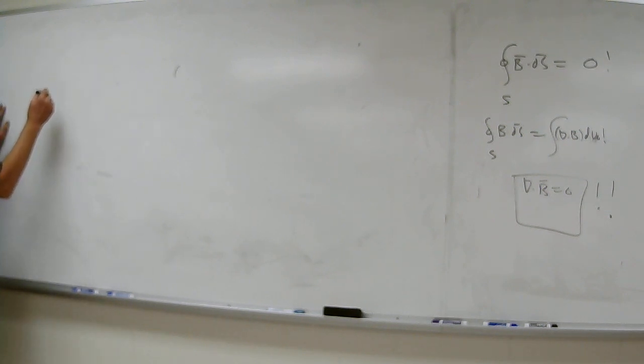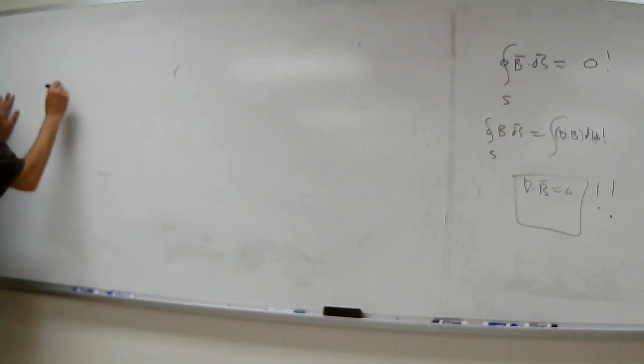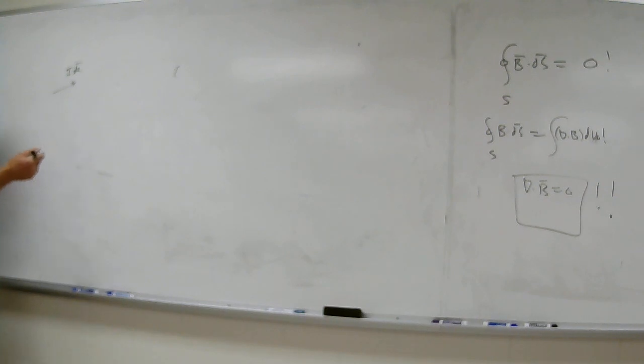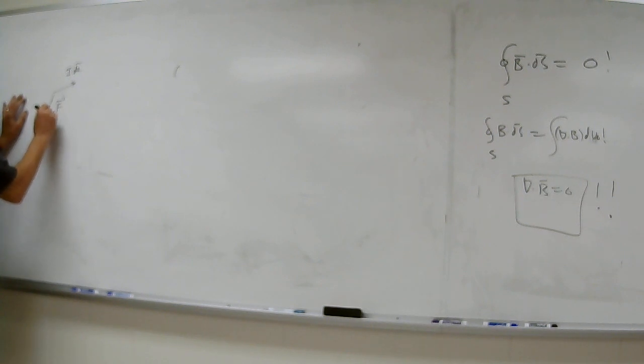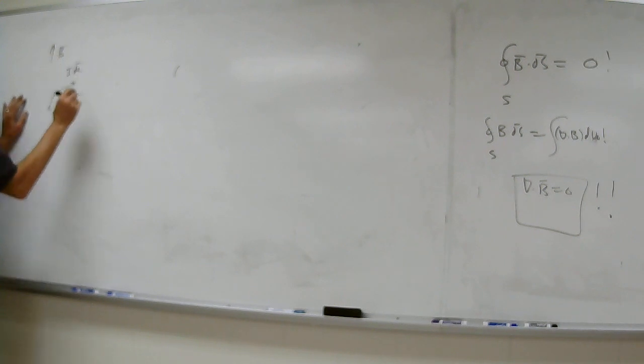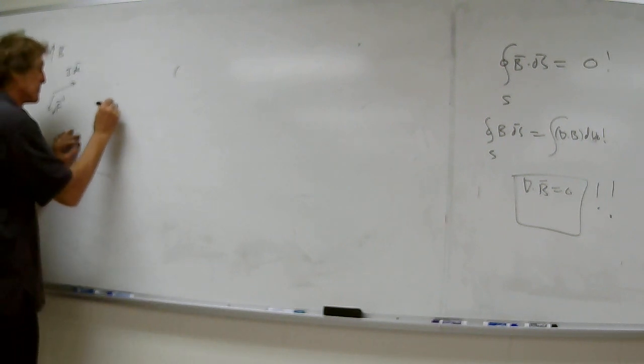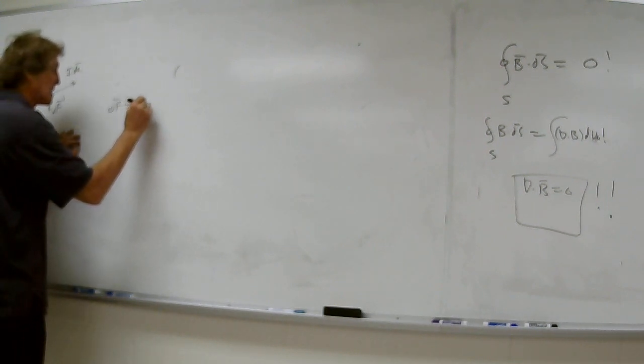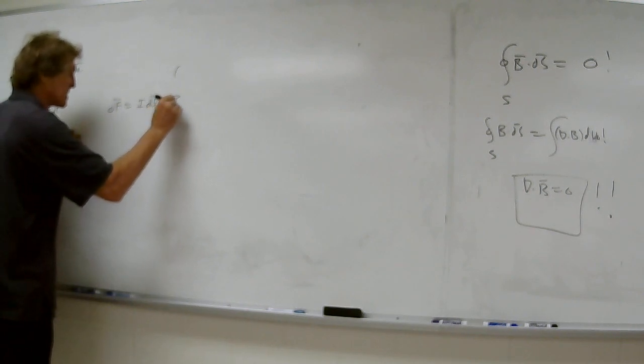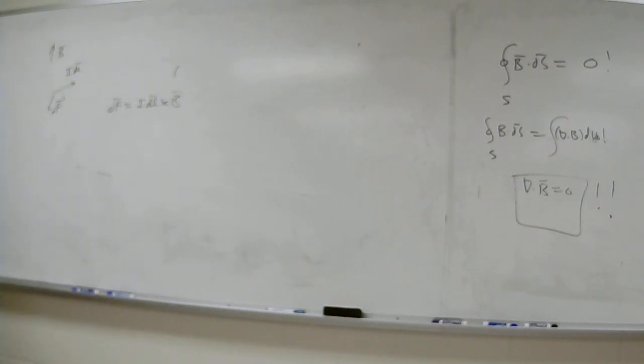So anyway, here's what it amounts to. I'm going to start with the current element. If you have a current element, I dl, a current with a vector sense, a differential length, there's going to be a force on it, a differential force, assuming it's in the presence of a B field. The differential force is equal to I dl crossed into B. Y'all follow me? It's a real important concept.